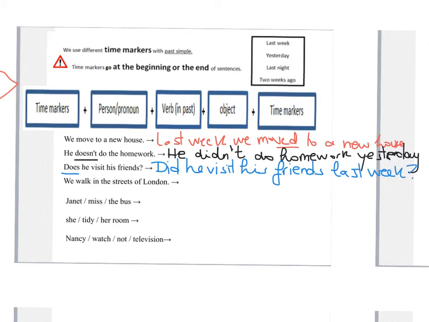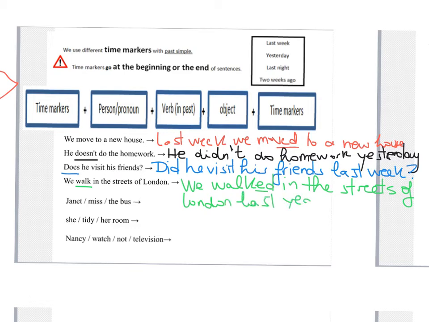He walked in the streets of London. So this would be in present. We would write it in past. We walked, ed, in the streets of London last year, for example. Last year.